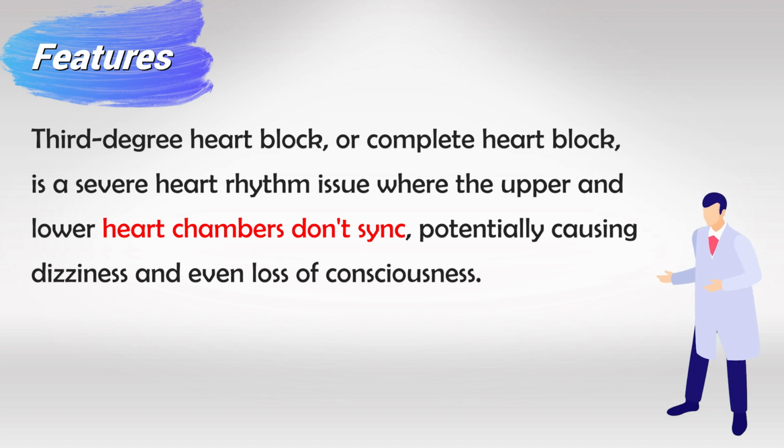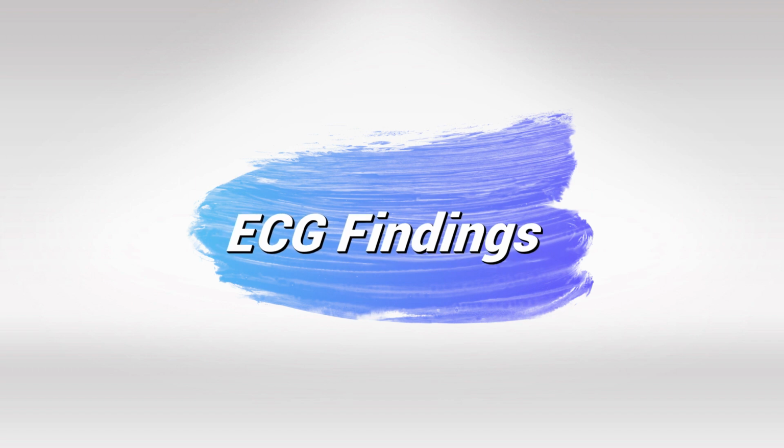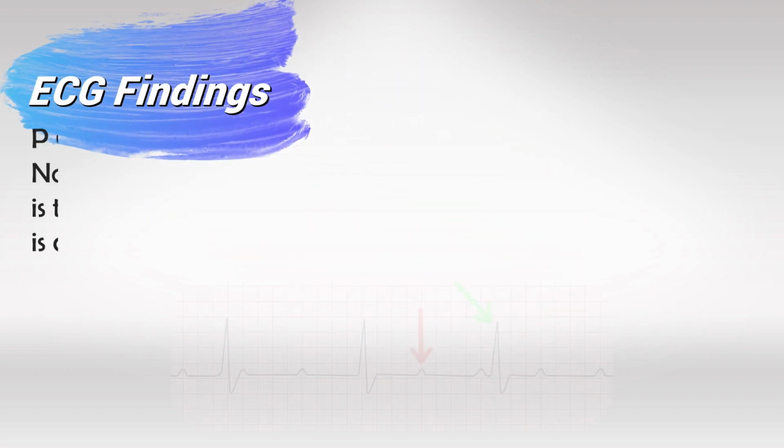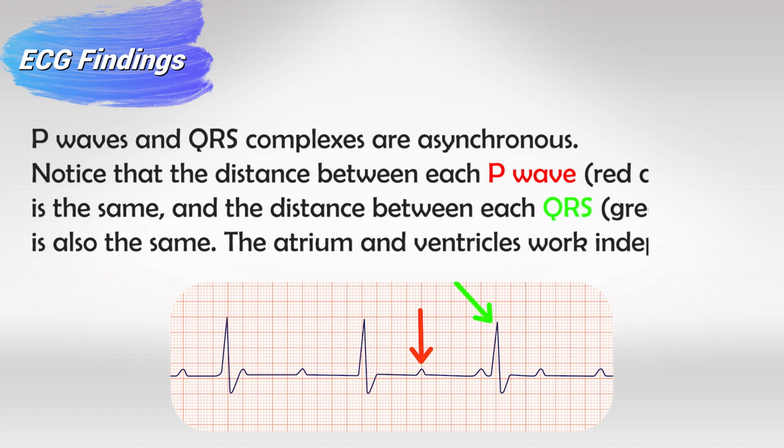Normally, we have the atria contracting first and then the ventricles. But if you cut the link between these two parts, the atria will be contracting on their own, and so do the ventricles. In the ECG, you will see bradycardia, and you will see that there is a persistent or a specific rate between the P waves and the QRS waves.